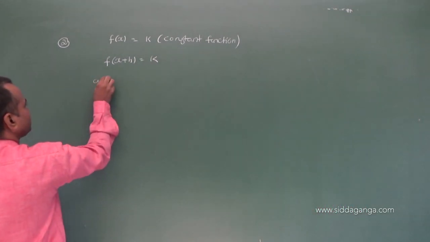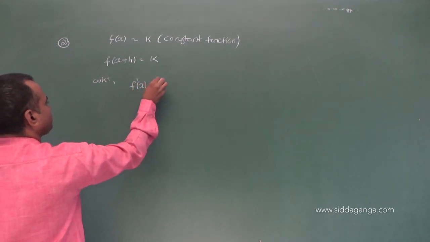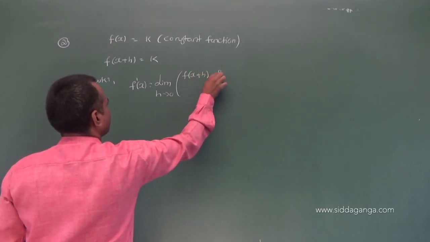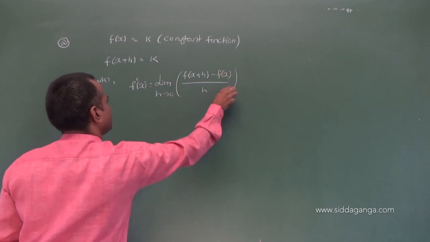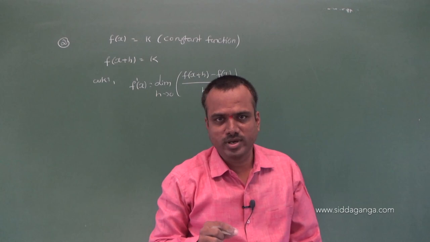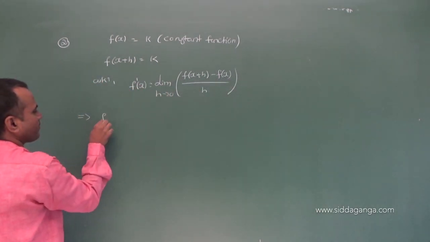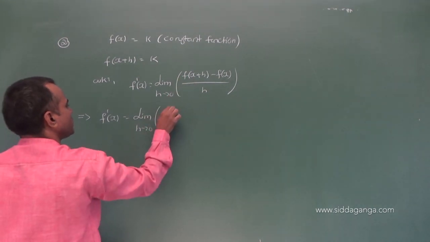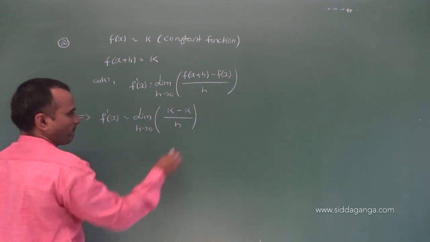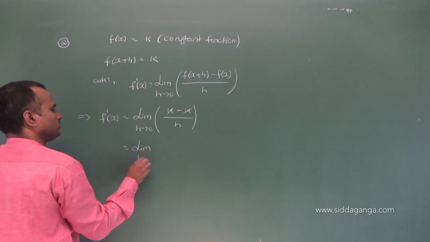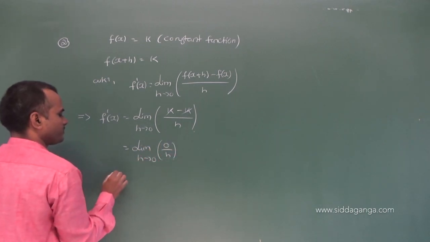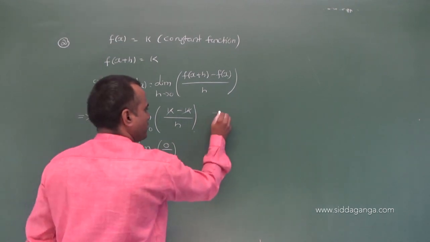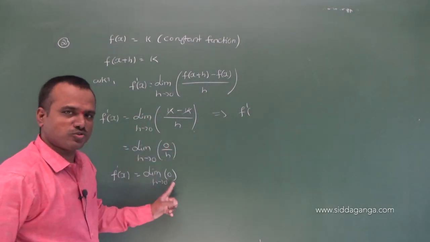So we know that f dash of x is the limit h tends to 0 of f of x plus h minus f of x divided by h. F of x plus h is k, so k minus k divided by h. K gets cancelled, 0 by h, it is 0. Limit h tends to 0 of 0, the answer is 0.